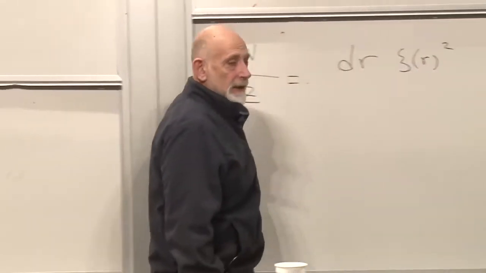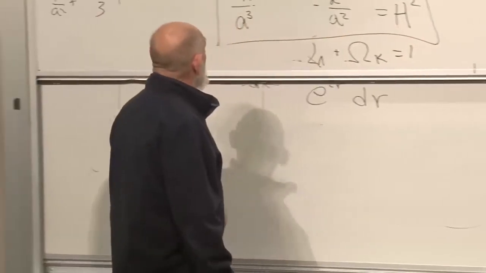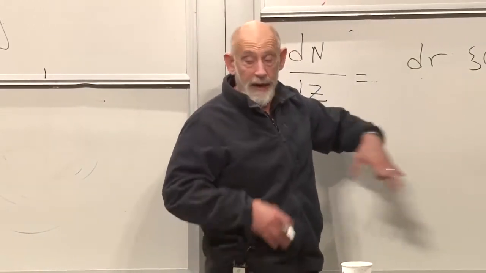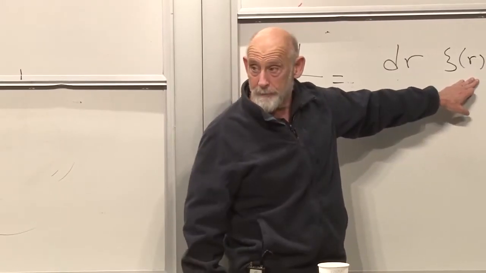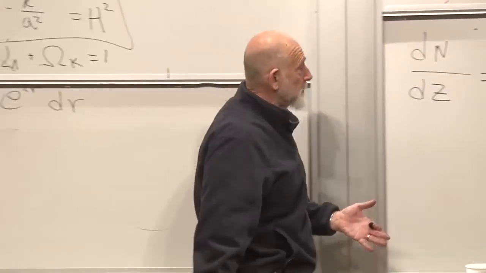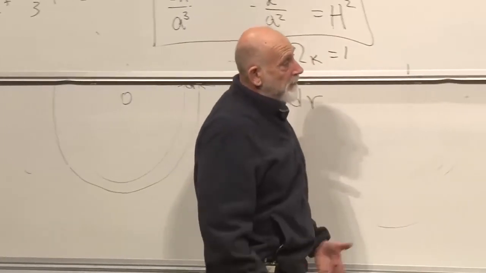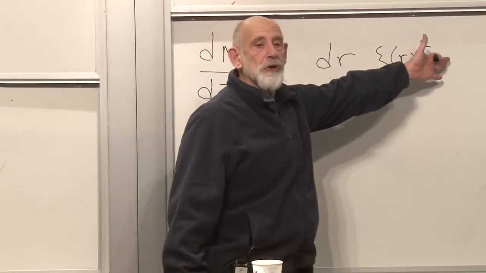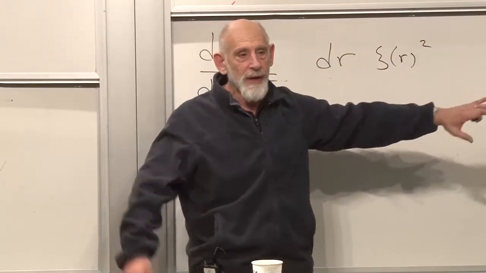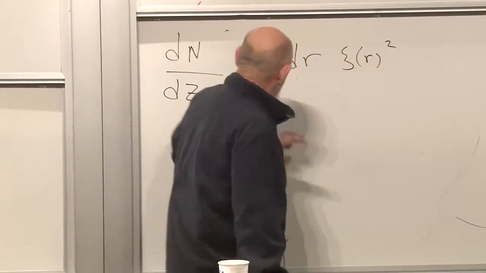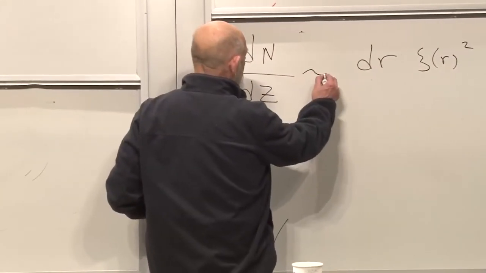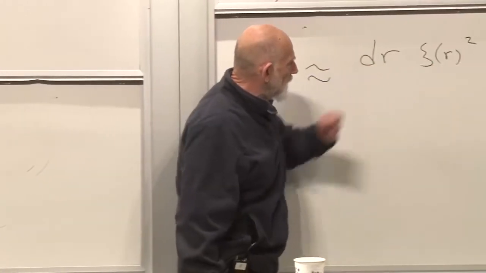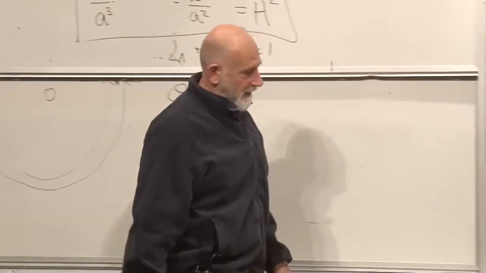In other words, in the case of interest, where k is negative, this would be hyperbolic sine of r, and at large distances it would be some exponential. But of course we can study all of the cases simultaneously by putting xi of r squared, times a number which is the number of galaxies per unit volume, but let's leave that out. Let's just write proportional to. The number of galaxies within a shell is proportional to dr times xi of r squared. Now what about dz?